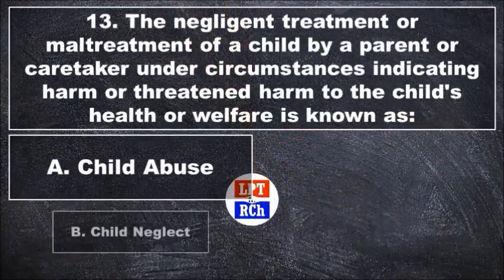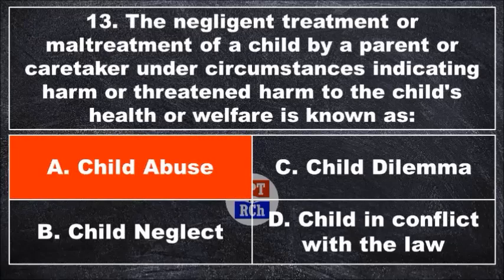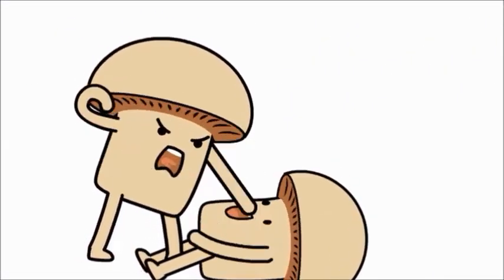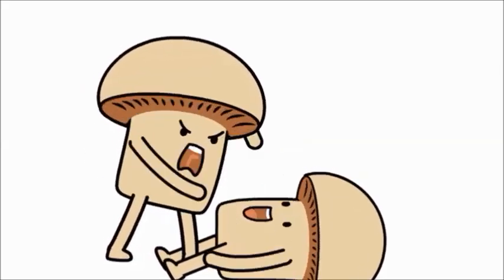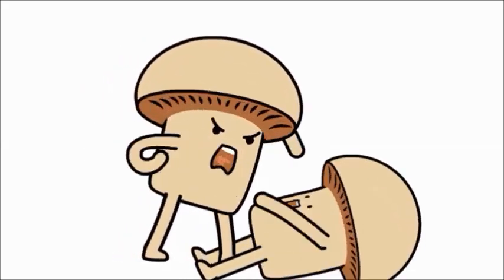13. The negligent treatment or maltreatment of a child by a parent or caretaker under circumstances indicating harm or threatened harm to the child's health or welfare is known as A. Child abuse. B. Child neglect. C. Child dilemma. Or D. Child in conflict with the law. The correct answer is A. Child abuse. It happens when a parent or caregiver, whether through action or failing to act, causes injury, death, emotional harm or risk of serious harm to a child.